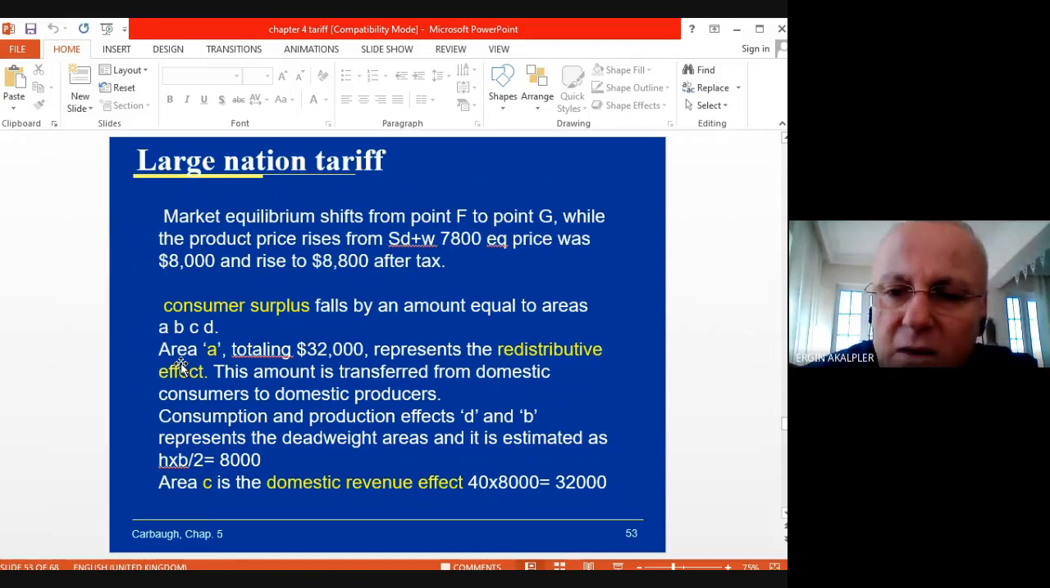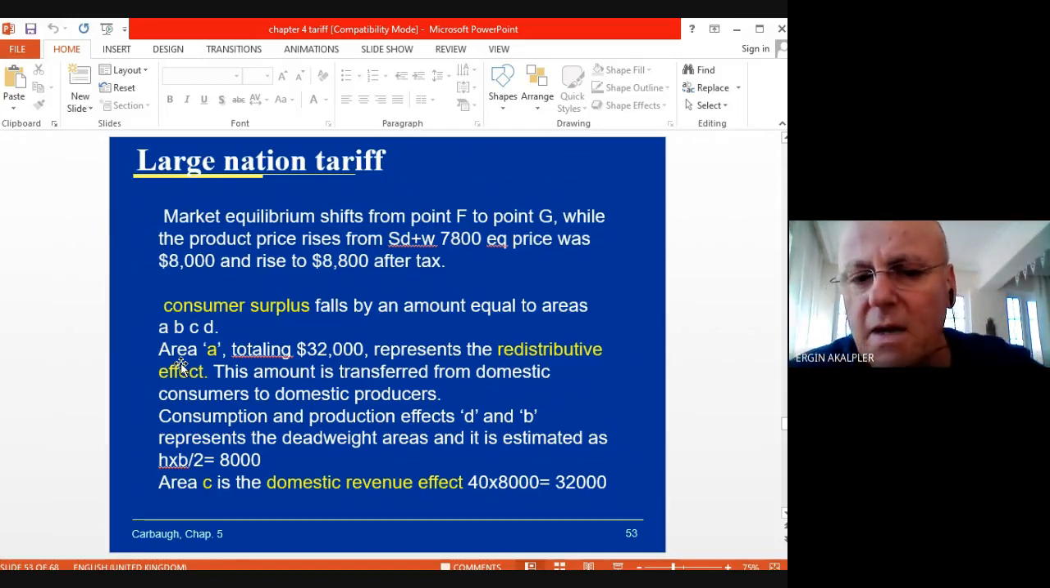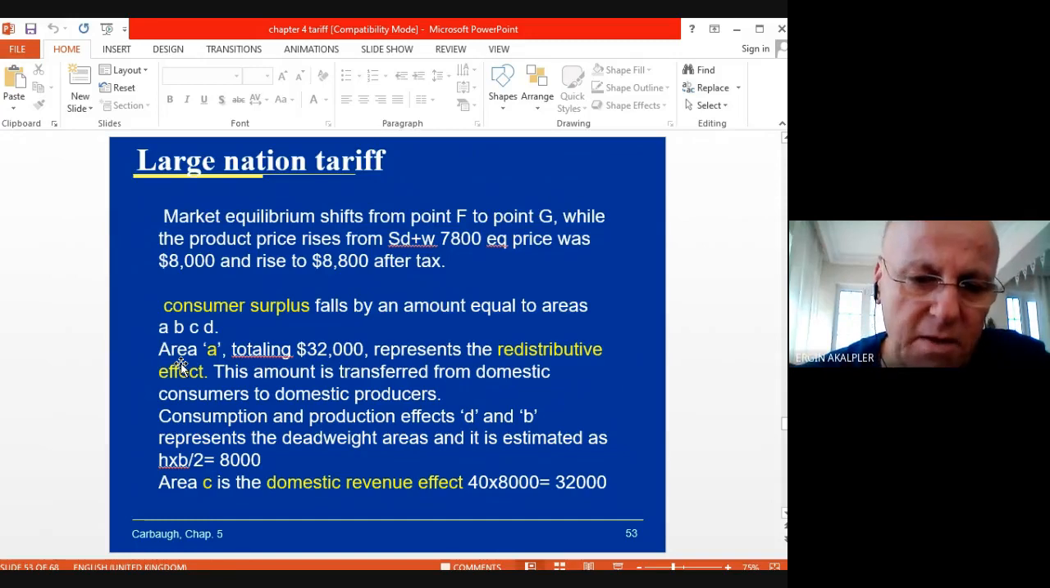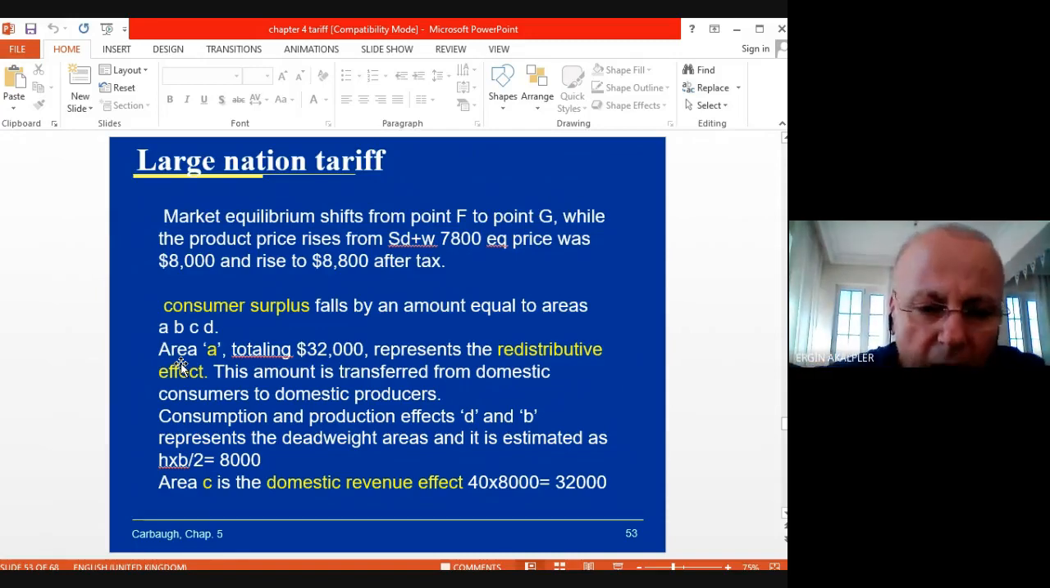This is realized in inflation as well. When the prices go up, the income will be redistributed and capital will enlarge and increase on the producer side. Therefore, the consumption effect is always negatively affected and the producer is always positively affected by this tariff, and the government is also enjoying this tariff because they are getting some resources.